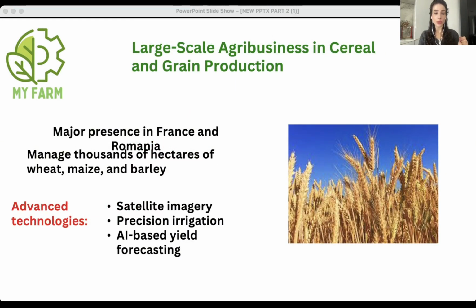It's also important to note that these businesses are most prominent in specific sectors, for example, cereal and grain production. In countries like France and Romania, large agribusinesses manage thousands of hectares dedicated to wheat, maize, and barley, using satellite imagery, precision irrigation, and AI-based forecasting to improve yield and minimize losses. Many also operate their own logistics and export terminals to move goods efficiently to global markets.